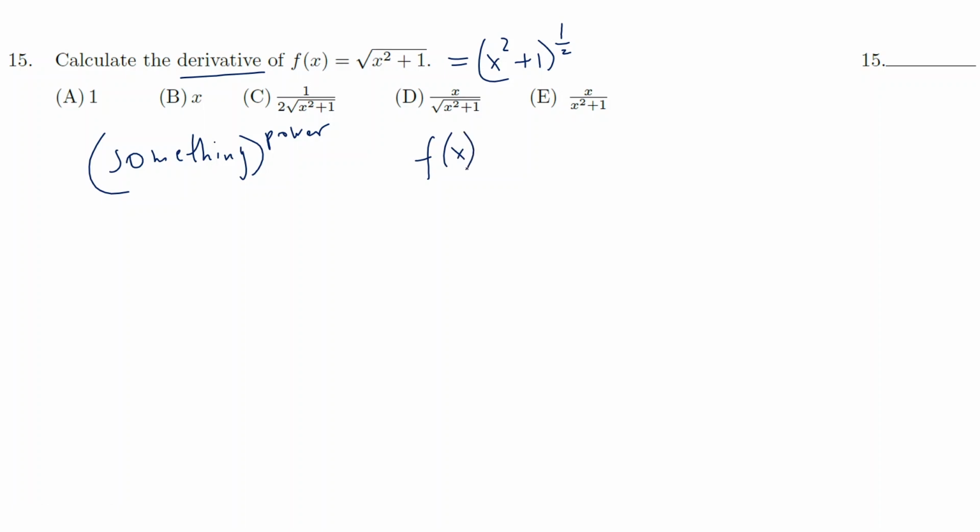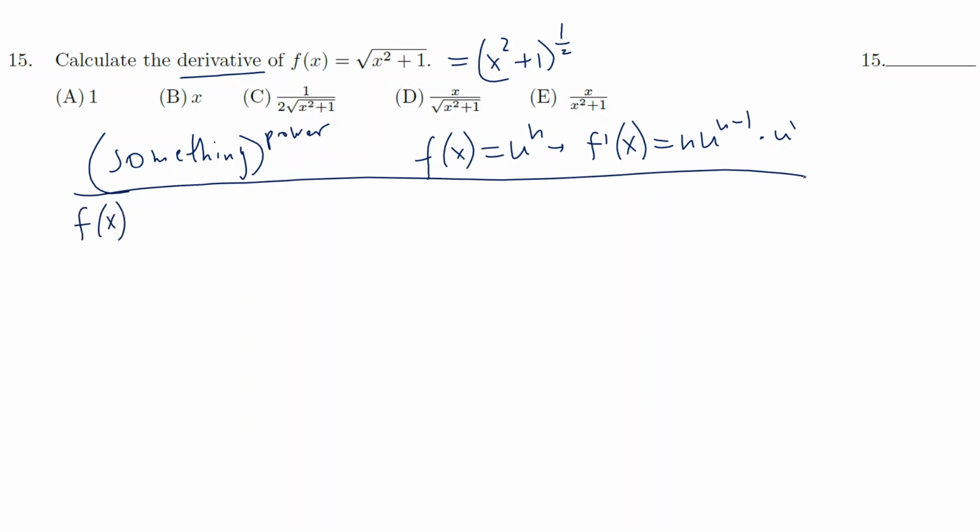Now the chain rule goes like this: if f of x is equal to u to the power of n, then f prime of x is equal to n u to the n minus 1 times u prime. In our situation, let's rewrite. f of x equals x squared plus 1 to the power of 1/2, right? So our u is equal to x squared plus 1. Our n is equal to 1/2. What is our u prime? u prime is equal to 2x.